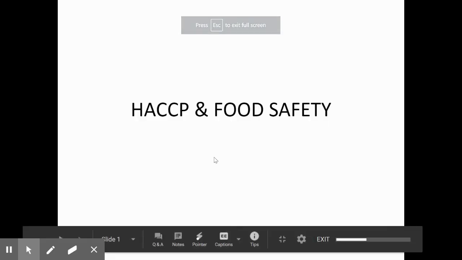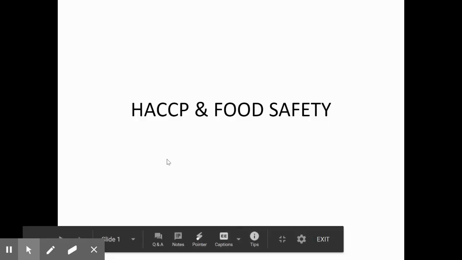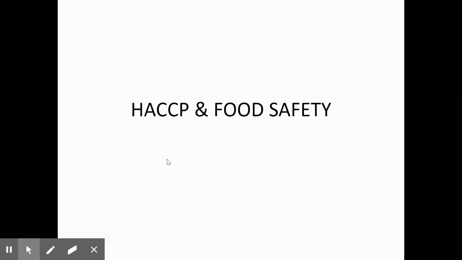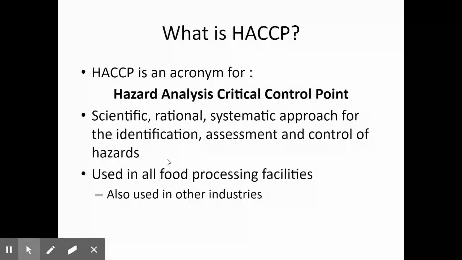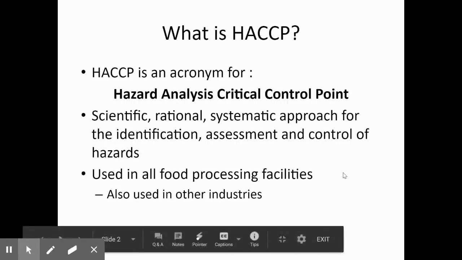So let's talk about HACCP and food safety. Everywhere that serves food, prepares food, or boxes food needs to utilize this system. This is an acronym for Hazard Analysis Critical Control Point. And essentially, it's just a scientific, rational system that identifies and assesses hazards so that you can control them before they happen, so that you don't make people sick. And this is used in all processing facilities.